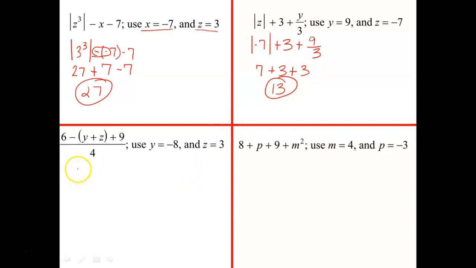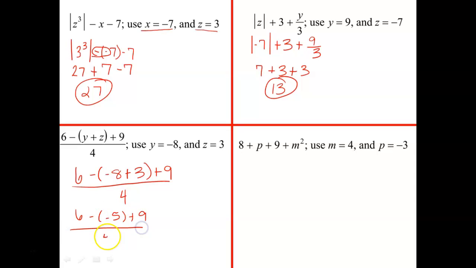Same thing over here. 6 minus -8 plus 3 plus 9 all over 4. All right, so let's work within our parentheses first. We have 6 minus -5 plus 9 over 4. Y'all know what I say about the two signs side by side. A negative and a negative is a positive. So I have 6 plus 5 plus 9 over 4.